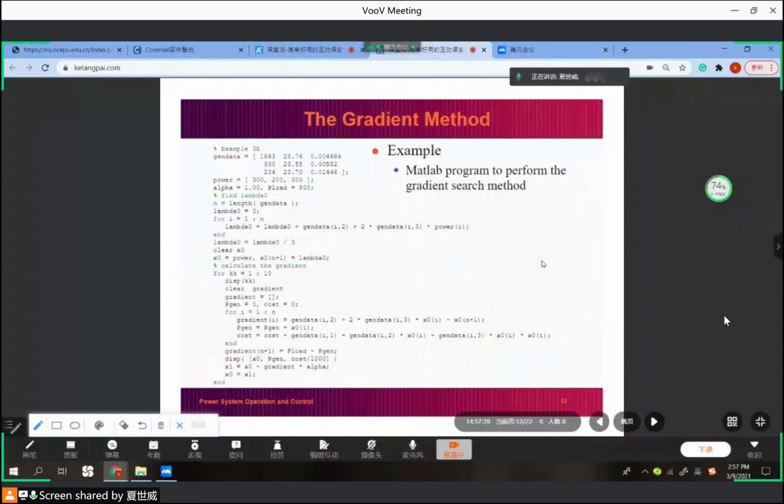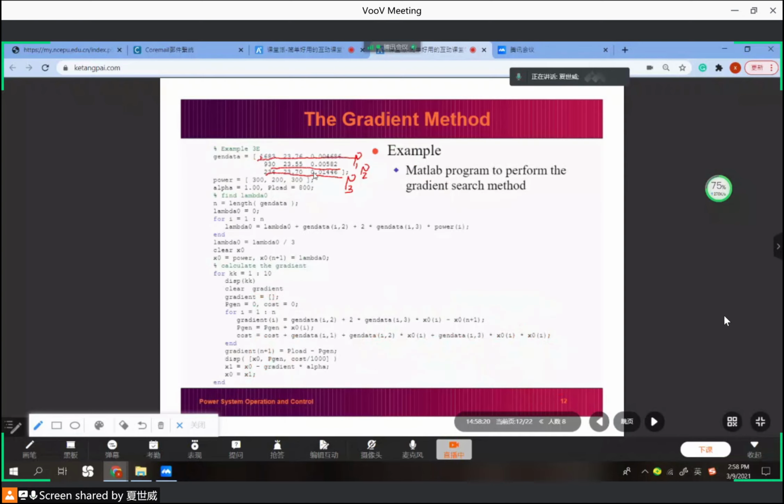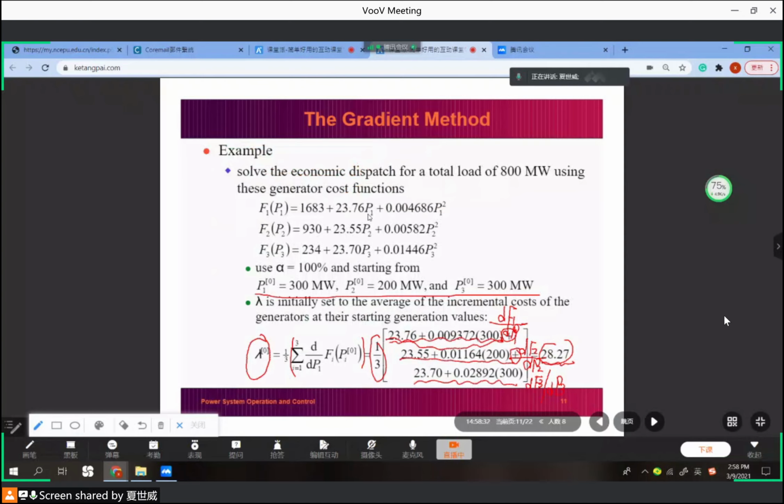So let's see how to use MATLAB to code and solve this problem. First, we input the coefficients of these three generators. The first row is for generator 1, the second row for generator 2, the third row for generator 3. You'll see the coefficients 1623, 0.004686. This is the constant, this is the coefficient for the linear term, this is the coefficient for the square term.